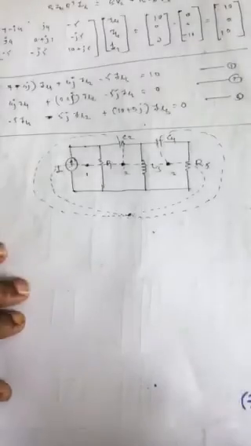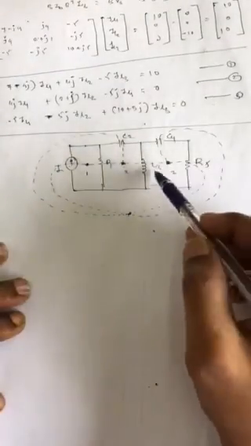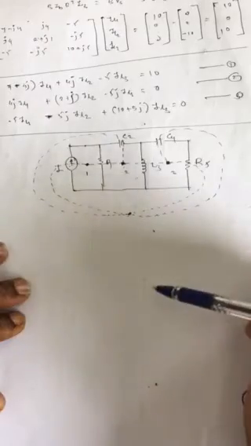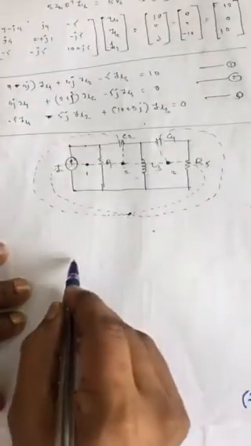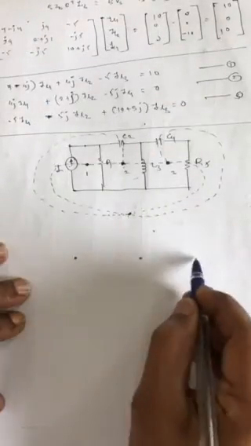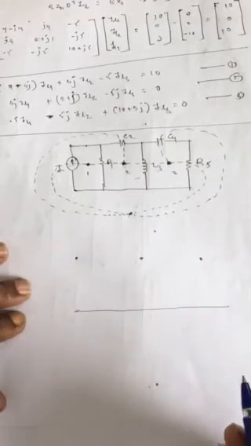Okay, this is the basic step. Now what we have to do? What is the duality concept? The KVL equation of this circuit should be the KCL equation of another circuit. So I will draw these 3 dots here: node 1, node 2, node 3. For the reference node I will draw a simple line.